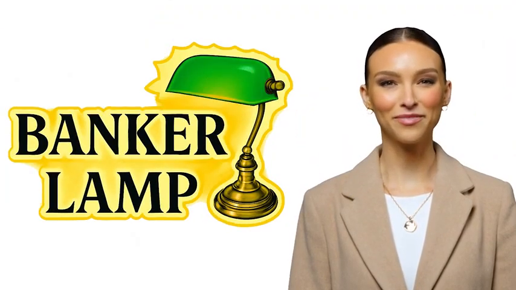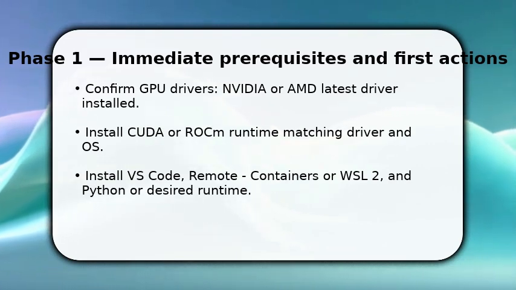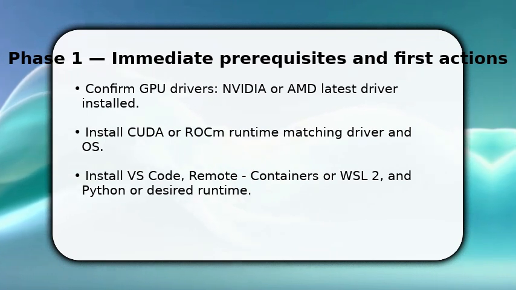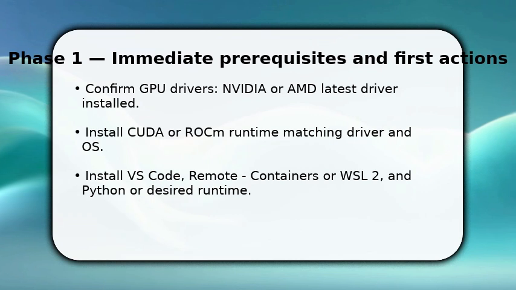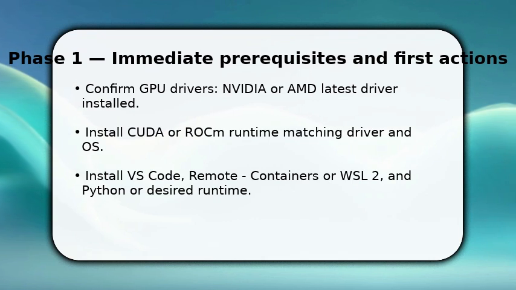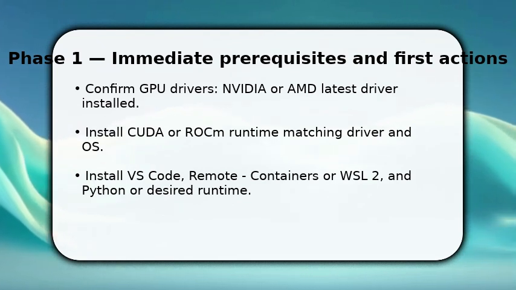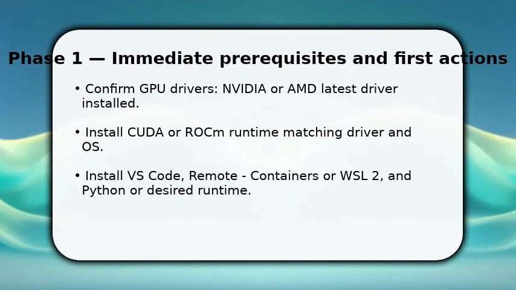Please enjoy the video. You start by verifying the fundamentals. Install the latest GPU driver for your card, and then add CUDA or ROCm so the system exposes the device. Once done, install Visual Studio Code and enable WSL2 or remote containers depending on your workflow so you can isolate dependencies. Make sure to install the language runtime you'll use, like Python, and the VS Code extensions for remote development. This lets VS Code talk to the GPU securely and reproducibly.